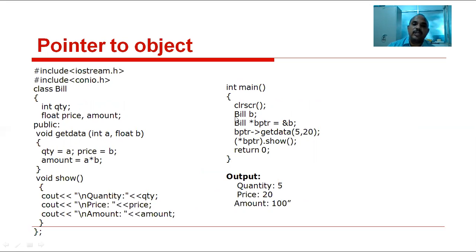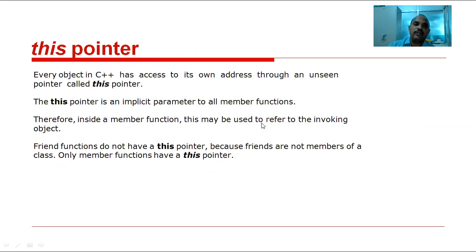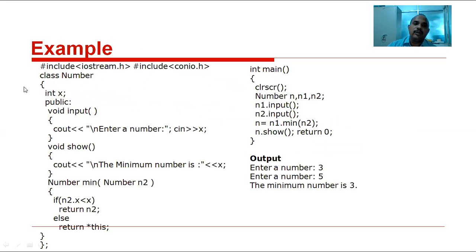Pointer to object. Here, bill asterisk bptr equals ampersand b. Here, pointer to object is the same as the previous example. Clear, all of you? Then the next one is this pointer. This pointer is used to refer to the current object. Clear, all of you? This is an example for this pointer.